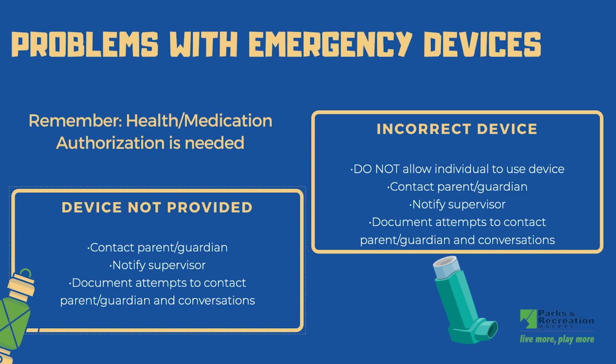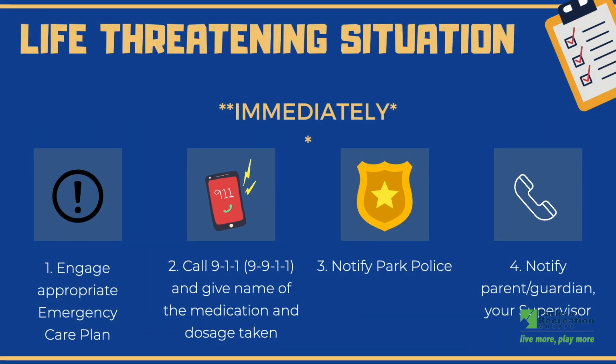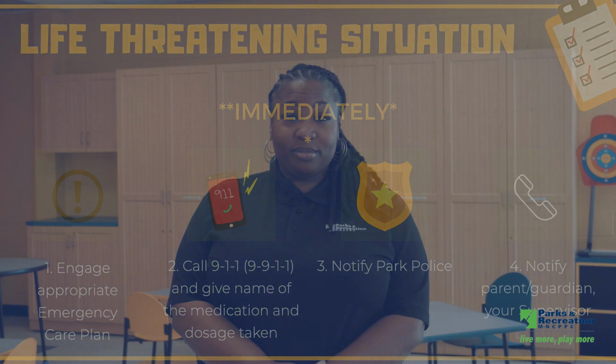If the individual does not have the correct medical device according to their form completed by the doctor, do not allow the individual to use the emergency medical device. Contact the parent, guardian to discuss why an approved emergency medical device is not being provided. Notify your supervisor of the situation. Document all attempts to contact the parent, guardian, and all conversations with them on the individual's profile health forms. In the event of a life-threatening situation where the emergency medical device will be needed, follow the appropriate emergency plan and call 911.